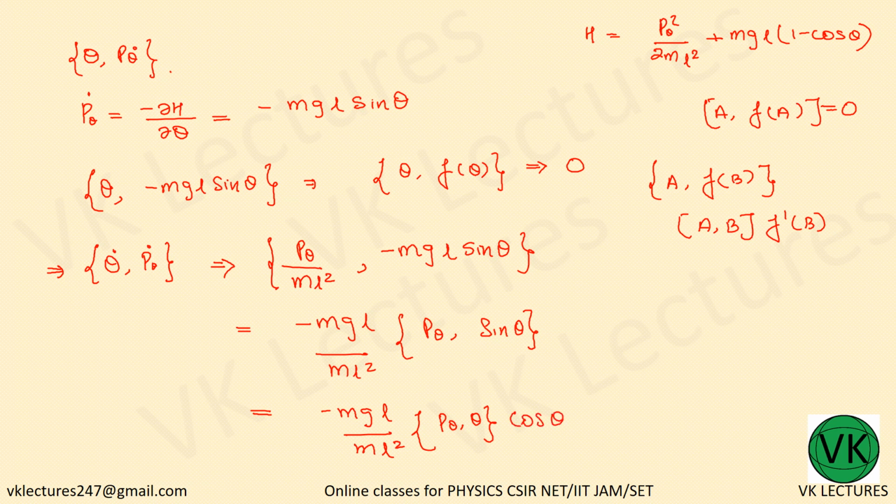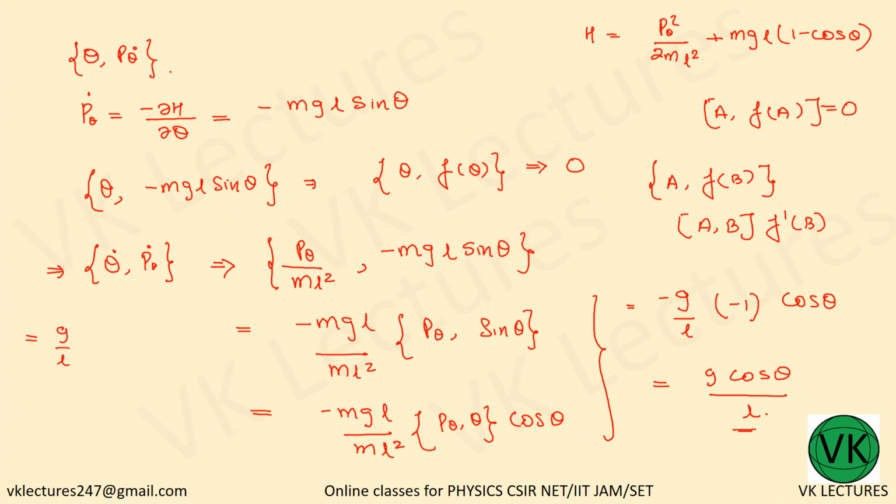So here the m cancels, l cancels, so g by l with a minus sign into p theta comma theta, which is again minus 1, times cos theta. So that is equal to g cos theta by l. So here we get the answer. Theta dot comma p theta dot is g by l cos theta.